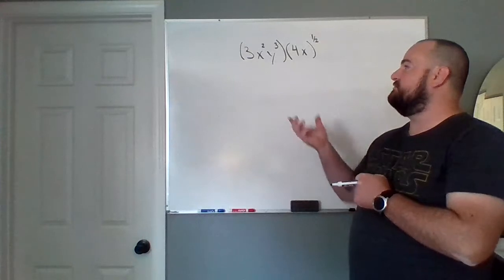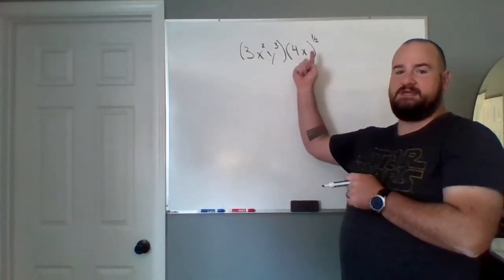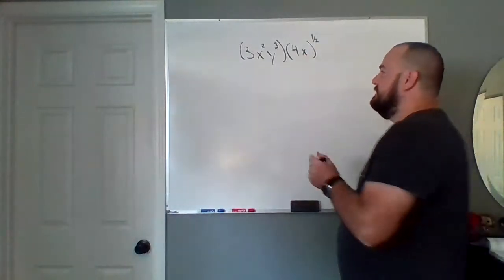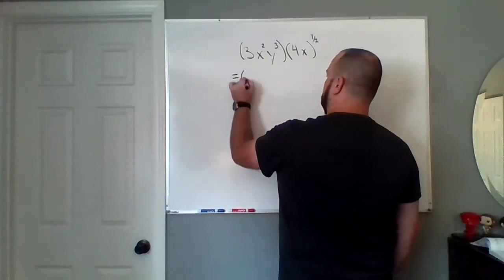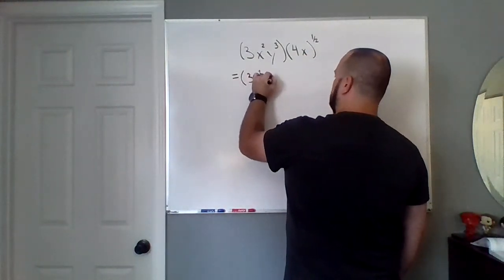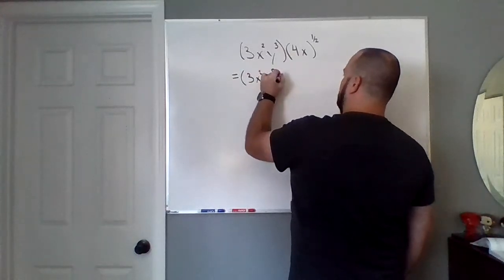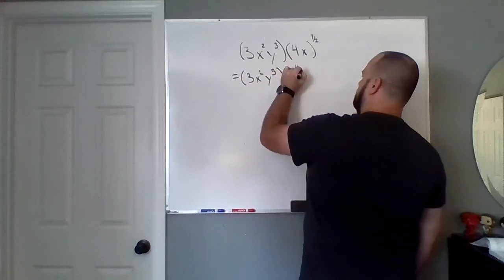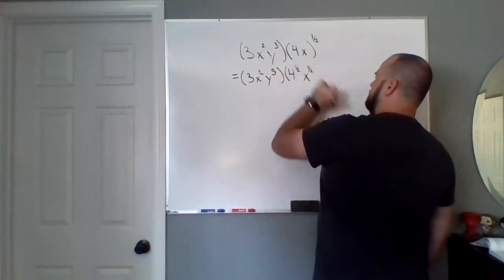What I need to do first, I can't multiply these together because I have that exponent out there. So I want to distribute that exponent. And when I do that, I get 3x squared y cubed times 4 to the 1/2 power times x to the 1/2 power.